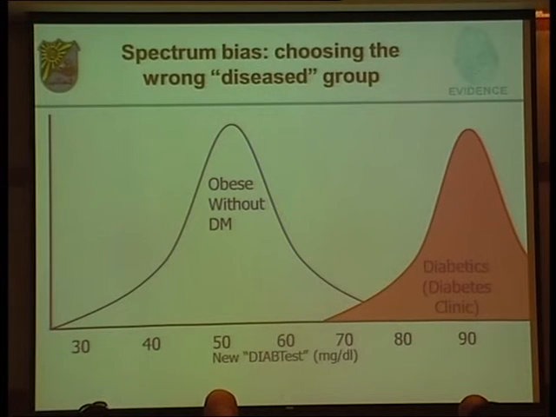Now, let's look at another example. We're going to use this as a test for diabetes. So you go to the diabetes clinic, and this is some new test, and you're going to compare the people in the diabetes clinic to obese people without diabetes. And you say, I want to use this as a screening test for diabetes among obese people. So you say, look at that, high sensitivity and specificity. You have nice separation of those two groups, right? What's the problem?